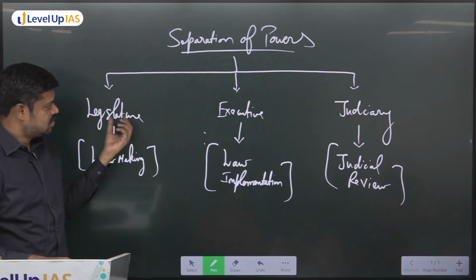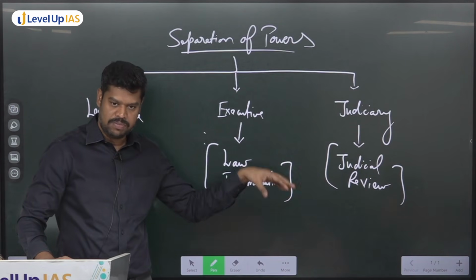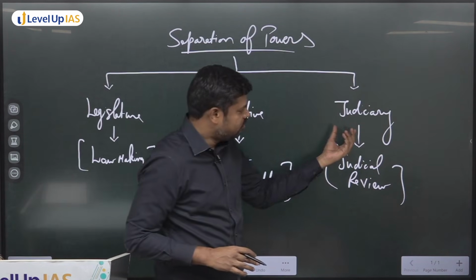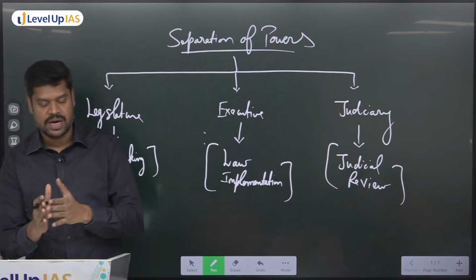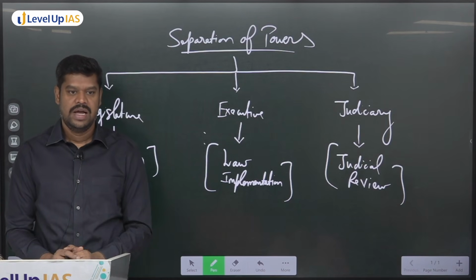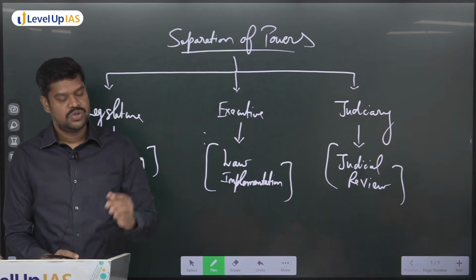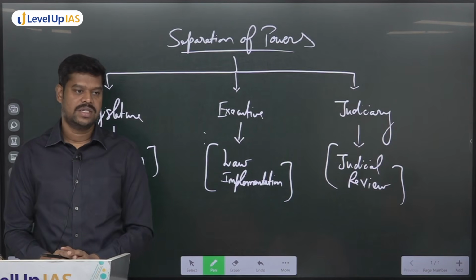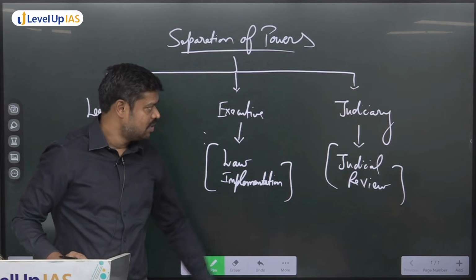The role of the legislature is primarily to make laws. The role of the executive is primarily to implement those laws. And the role of the judiciary is primarily to see whether the actions of the executive and the actions of the legislature are in violation of the constitution. And if they are in violation of the constitution, what can be done by the judiciary? The judiciary can strike them down, and that is what is called judicial review. So this is primarily the role of the judiciary.